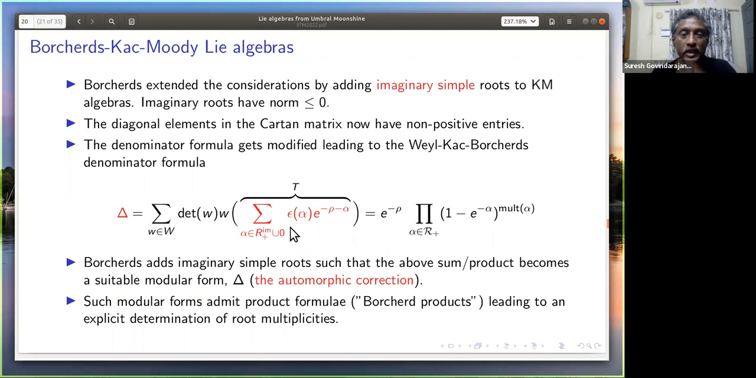But that's not the end of the story. He keeps putting in simple roots such that this formula now becomes the expansion of some suitable modular form. So again, this is exactly like what Macdonald did. Macdonald modified the right-hand side, but he's modifying the left-hand side, the sum side. And so he gets this delta. What he also did was, for many modular forms, he showed how to get product formulae, so much so that these product formulae, like the right-hand side for these modular forms, are called Borcherds product formulae. And so this actually gives an explicit determination of the root multiplicities.